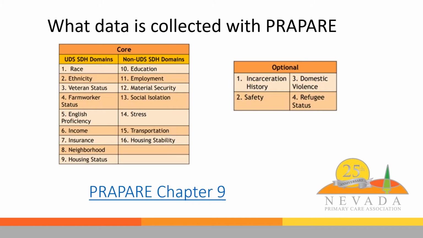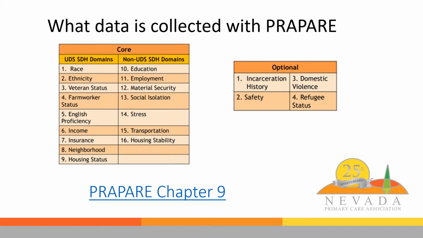The first 9 measures of PRAPARE are the questions asked in UDS. The additional core measures address social determinants of health that the patient is facing in their lives. The PRAPARE Implementation and Action Toolkit Chapter 9 goes into detail about all the measures that PRAPARE can collect about your patients. Some of the PRAPARE measures can be education, employment, language, housing status, transportation, and safety.